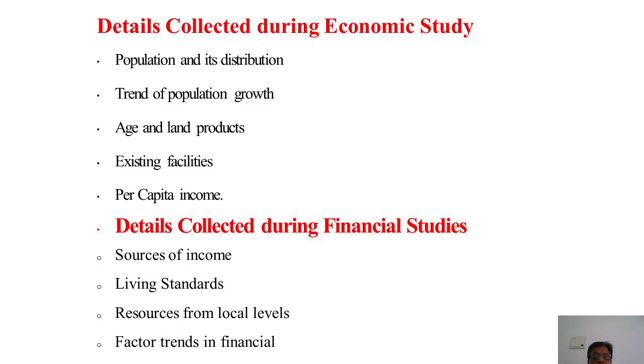Age and land products. So, age of the persons or the public or the population. Existing facility. So, what are all the existing facilities there? Schools, colleges, banks, financial, everything. Then per capita income. What is the income? Per capita, per head. How much is the income of the person or how much is the income of the family? All these things you need to consider.